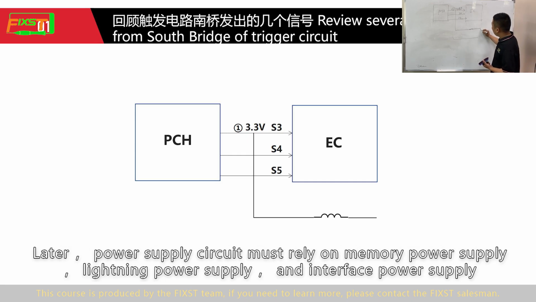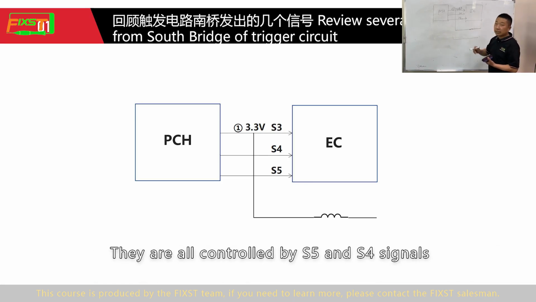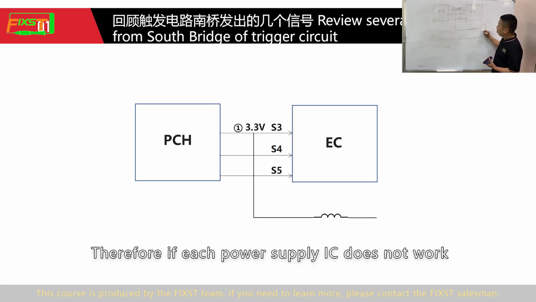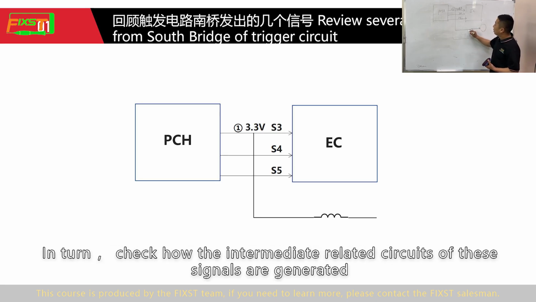Later, the power supply circuit must rely on memory power supply, lightning power supply, and interface power supply. They are all controlled by S5 and S4 signals. Therefore, if each power supply IC does not work, in turn check how the intermediate related circuits of this signal are generated.